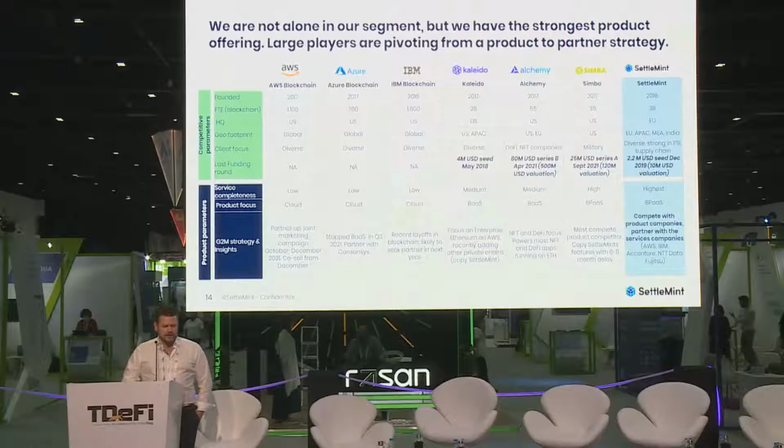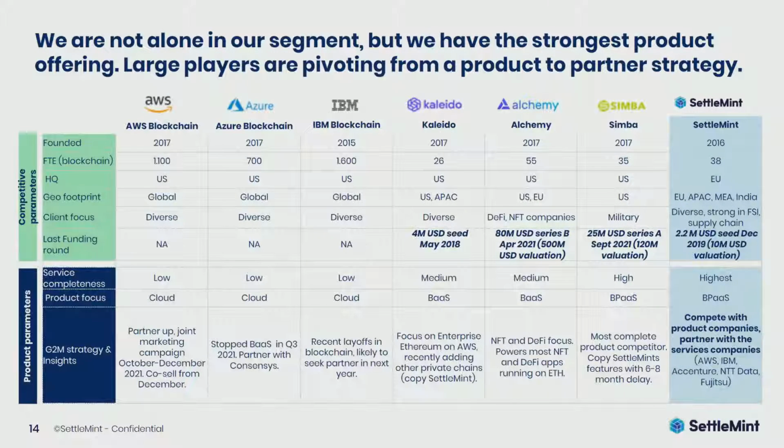Having a look at our competitors, I've mentioned a little bit about the trend in the large players like AWS, Azure, and IBM. They're already exiting, shifting from a product strategy to a partner strategy. SettleMint is providing an excellent value proposition to them so that they can feel confident to deliver an enterprise-grade solution for their clients.